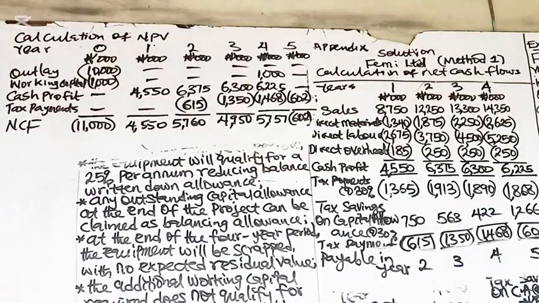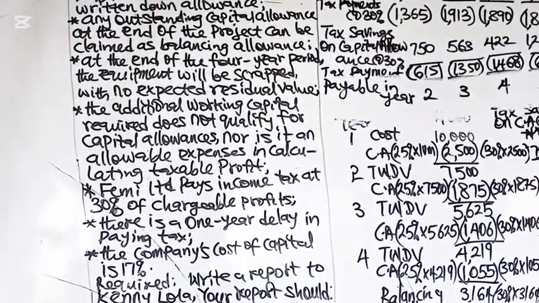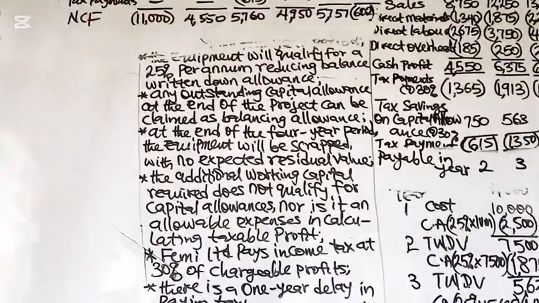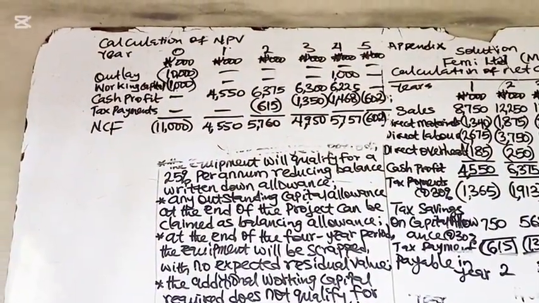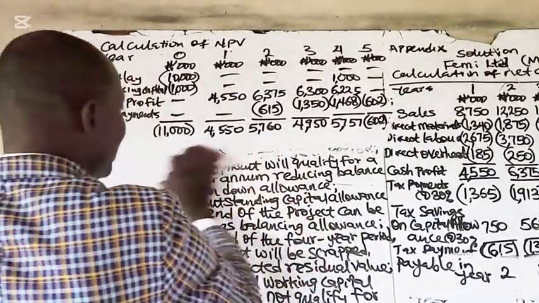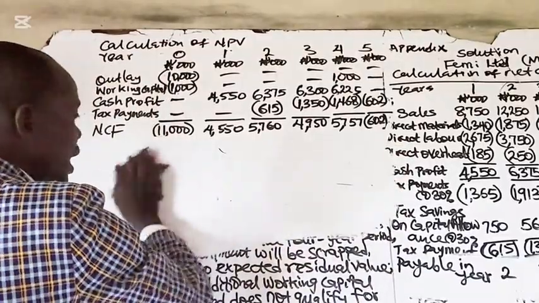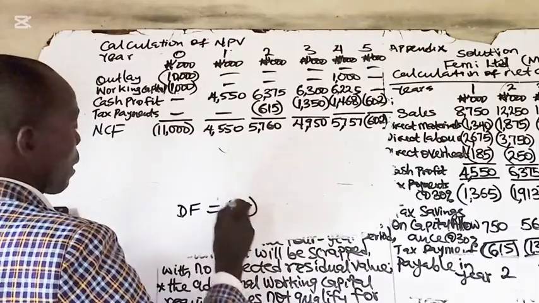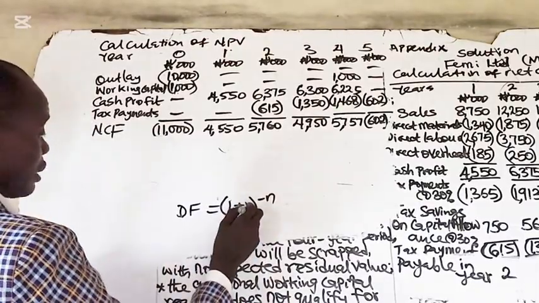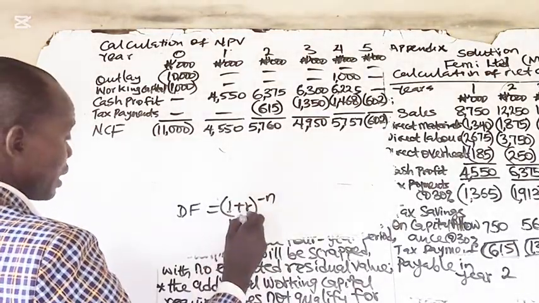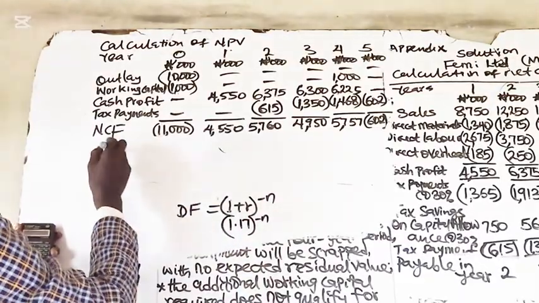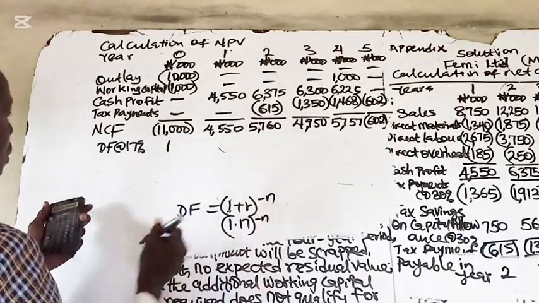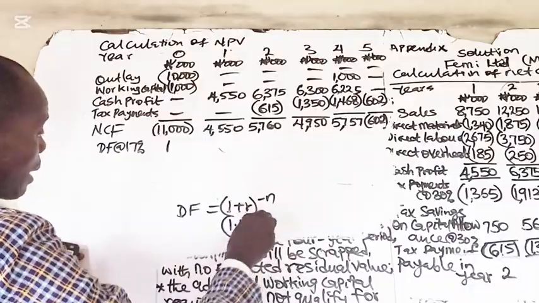We now discount our net cash flows using the cost of capital provided. You were told the company cost of capital is 17%, so that is the rate used in discounting our cash flows. The discount factor formula is 1 plus r raised to power minus n. So r is 17%, 1 plus 0.17 is 1.17 raised to power minus n. Year 0 will be 1. For year 1, n is minus 1, so 1.17 raised to power minus 1.